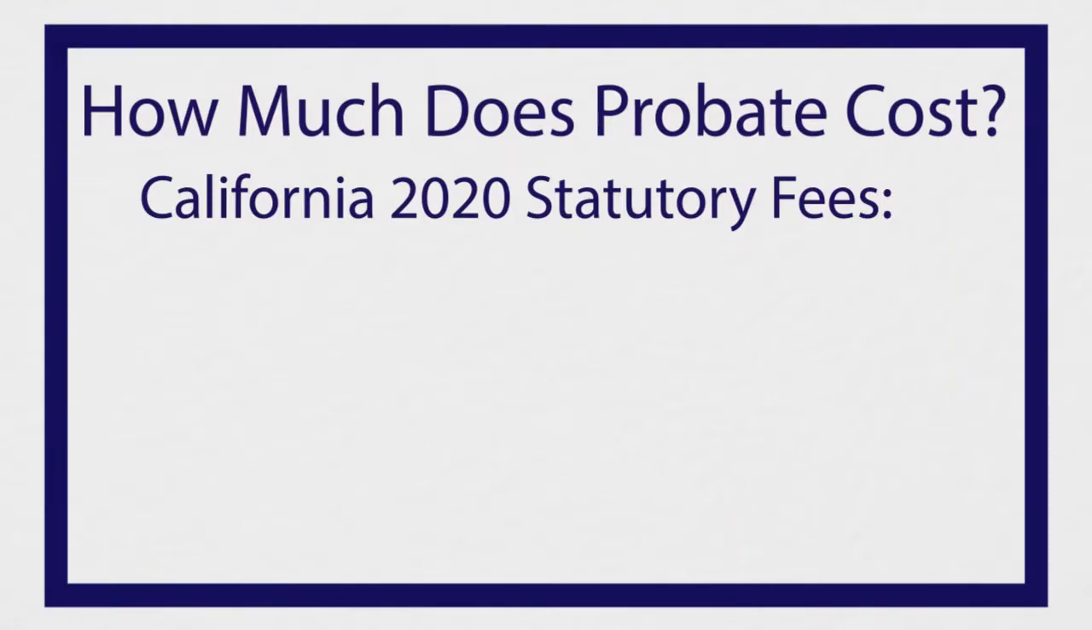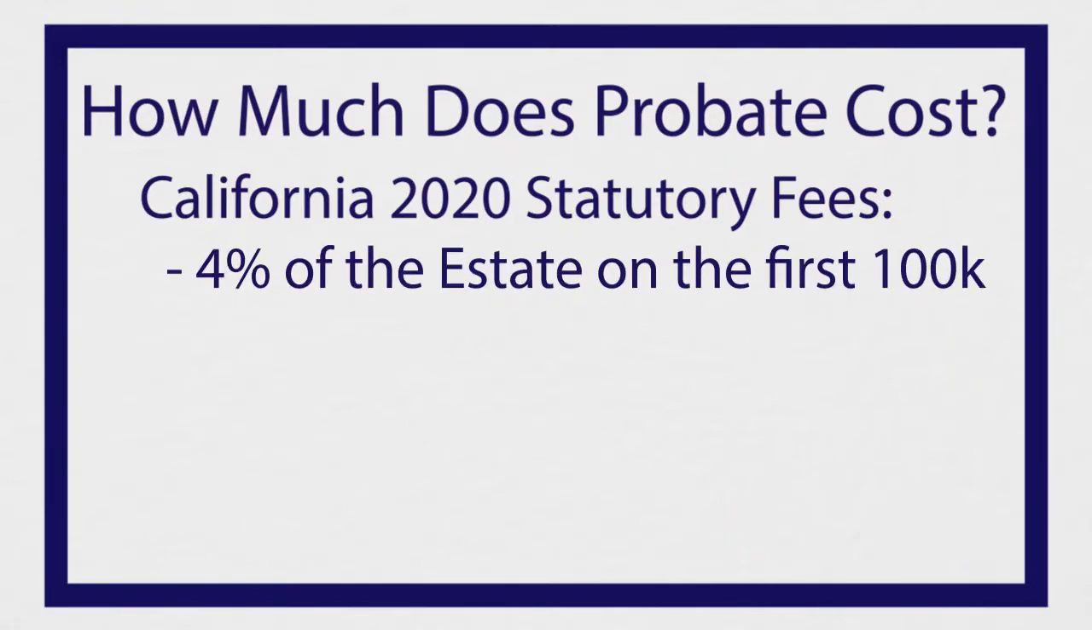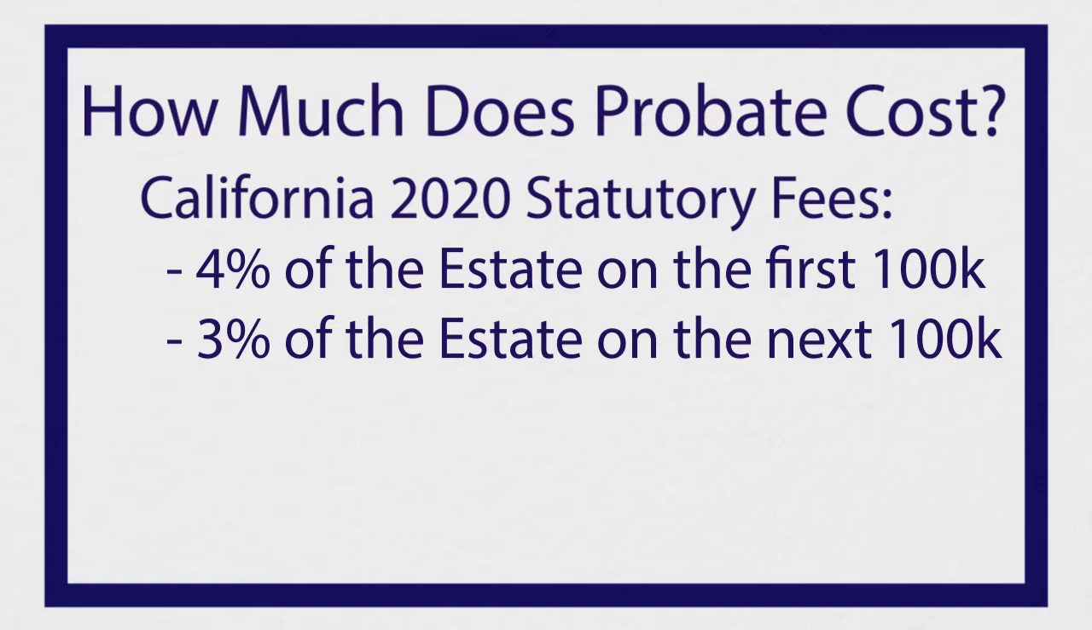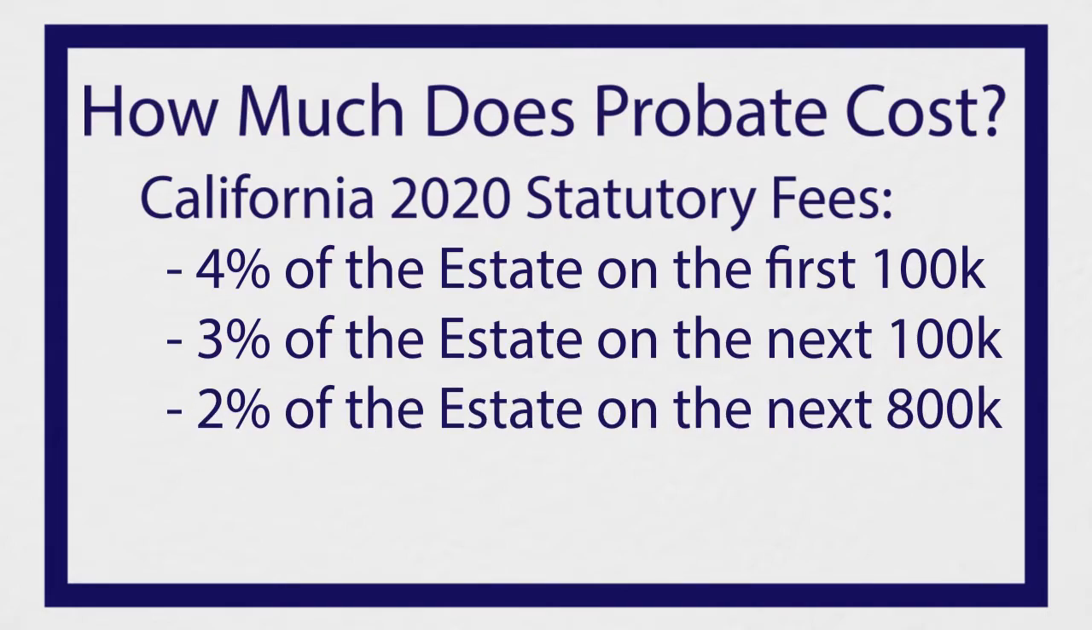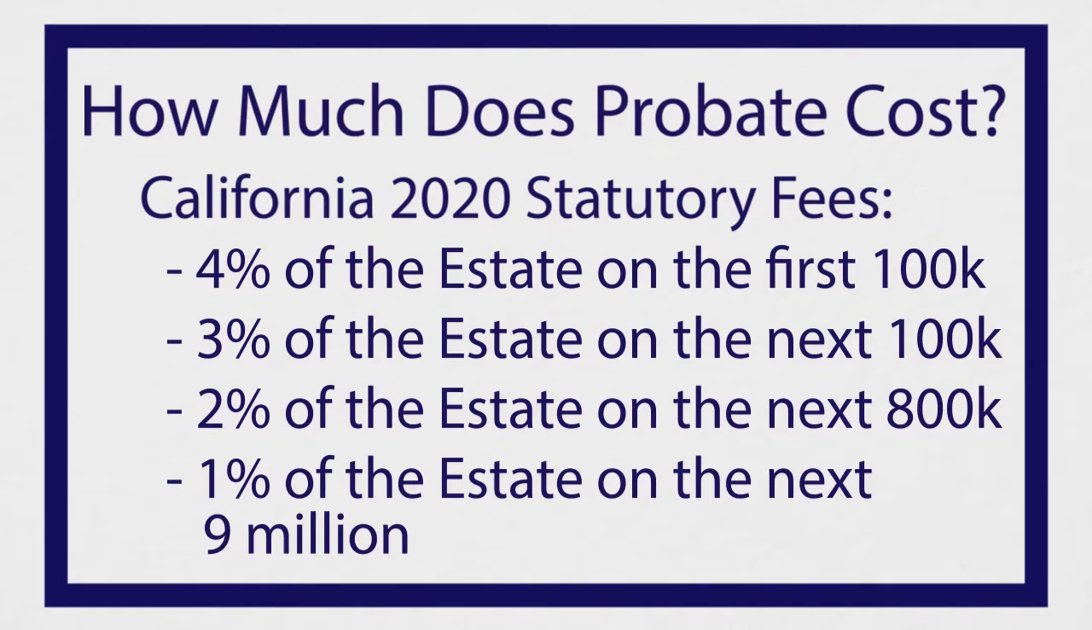It's in the laws. It's 4% on the first $100,000 of the estate, 3% on the next $100,000 of the estate, 2% on the next $800,000 of the estate, and 1% on the next $9 million of the estate. So you figure that out, and it ends up being expensive. That's the long and short of it. So you want to generally, as we've explained in other videos, try to avoid probate because it is so long and so expensive.